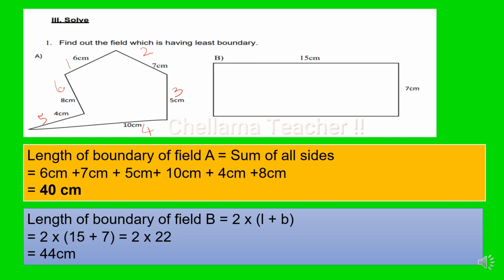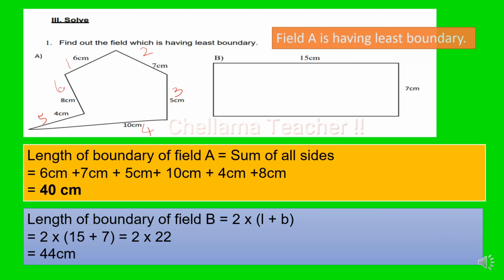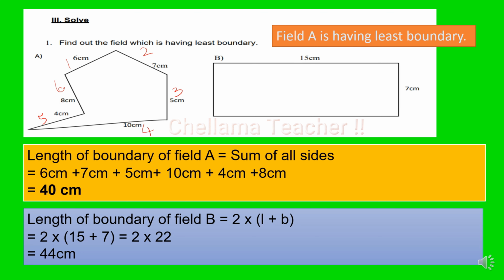So the length of the boundary of a field B is equal to, as it is a rectangle, 2 into L plus B. So let us add first 15 plus 7, which is equal to 22. So 2 into 22 is equal to 44 centimeter. Let's read the question again. Find out the field which is having least boundary. Okay, least boundary means the shape A is having 40 centimeter. So that is having least boundary. So field A is having least boundary.